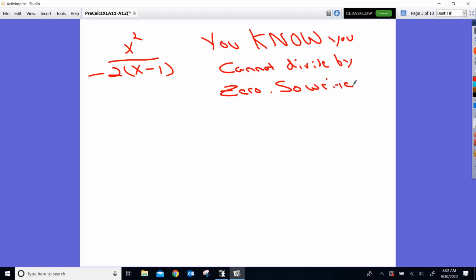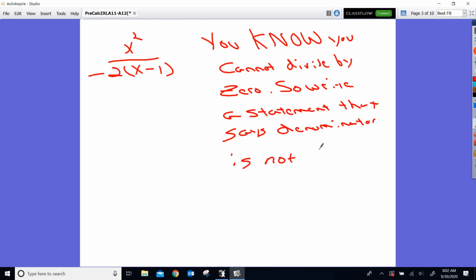So write a statement that says the denominator is not 0. You know you can't divide by 0. Write a statement that says you can't be 0 in the denominator. That's in words. You don't need words, you don't like words. What's a statement that says the denominator can't be 0? What's that?